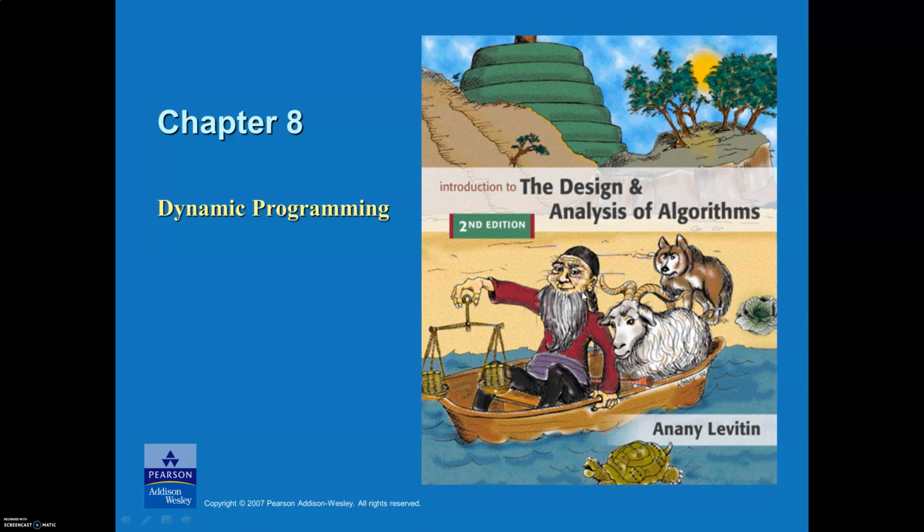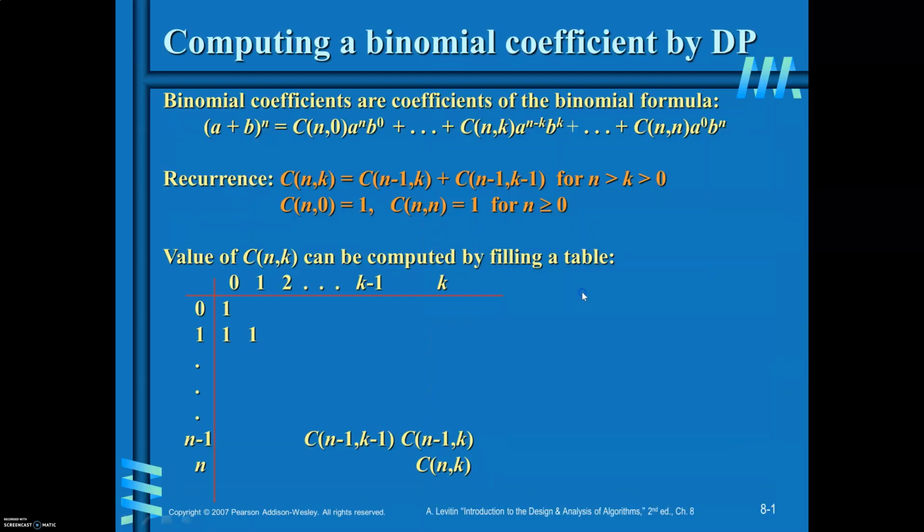In this video, I'll discuss how to find binomial coefficient using dynamic programming. The recurrence relation to find the binomial coefficient is C(n,k) equal to C(n-1,k) plus C(n-1,k-1) for n greater than k greater than 0, C(n,0) equal to 1, C(n,n) equal to 1 for n greater than or equal to 0.